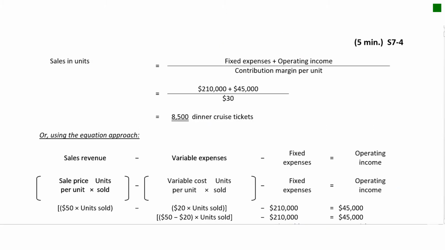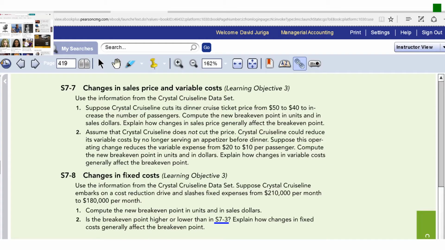So to get the targeted profit in terms of units, you've got fixed, this is S7-4, you take those same fixed costs, add your targeted profit, divide by your unit contribution margin, and the answer should be 8,500 tickets.